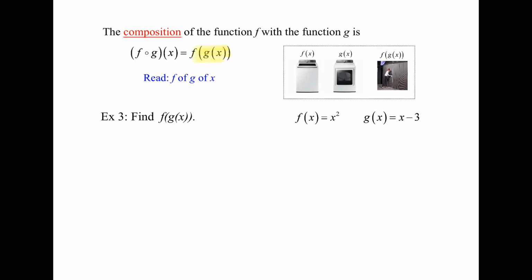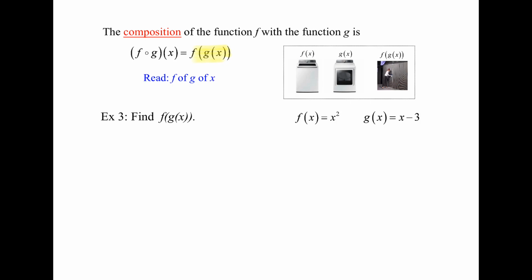But the last picture here is f of g of x. I was able to actually find a machine apparently that does both of them, but you put them both together. So you put the clothes in, it washes them. When it's done washing them, somehow it goes in and dries them. And that's what a composition is. It takes two machines and makes one.